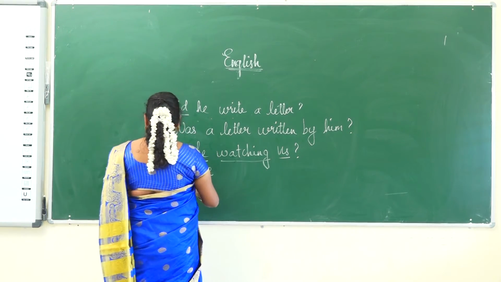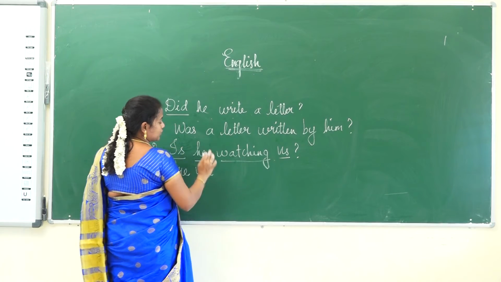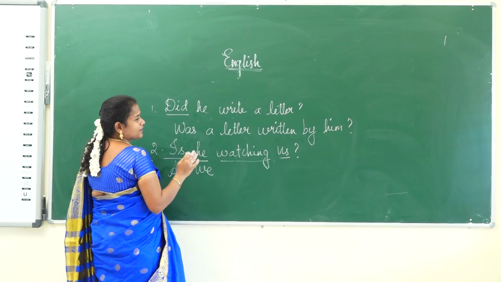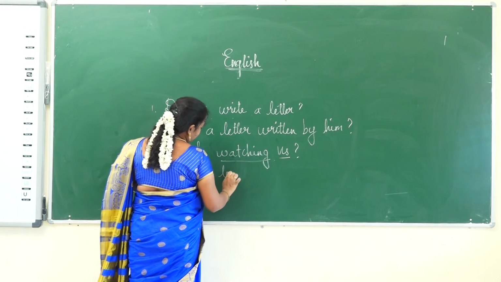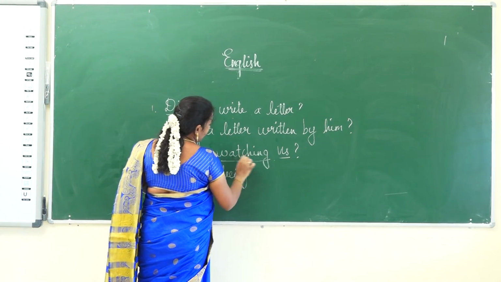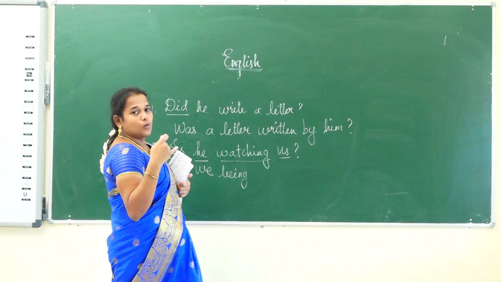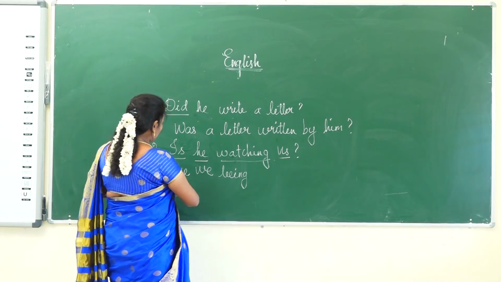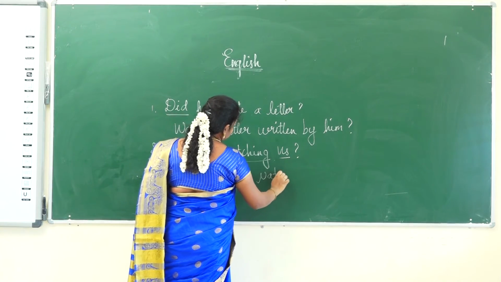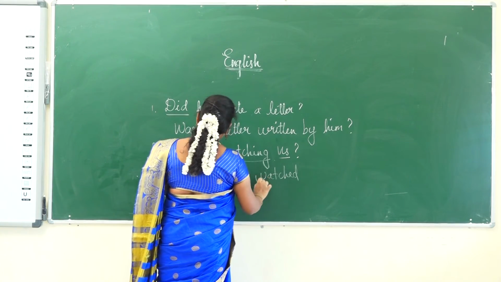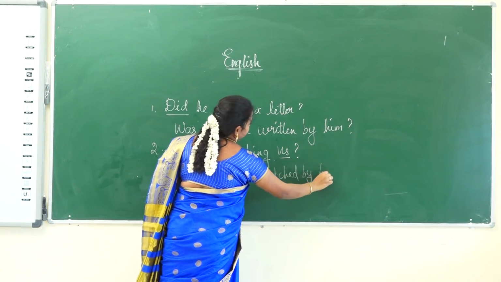So, are we watching is here. So we have to convert this into the continuous form. What is the continuous be form? Being. Are we being? This watch will convert it into watched. What is the past participle of watch? Watch, watched, watched. So, are we being watched by? He will change into him.